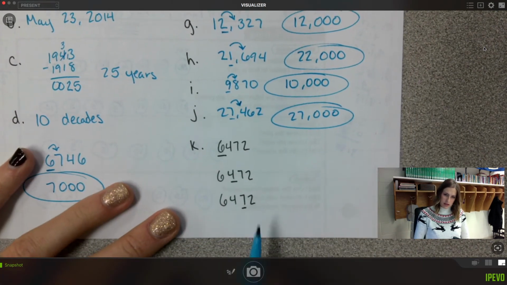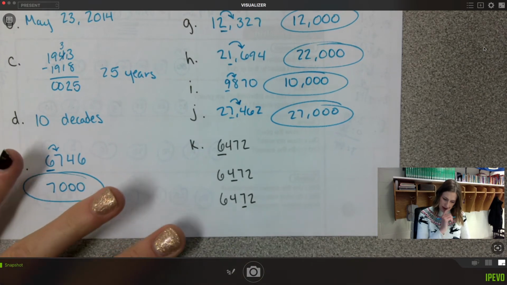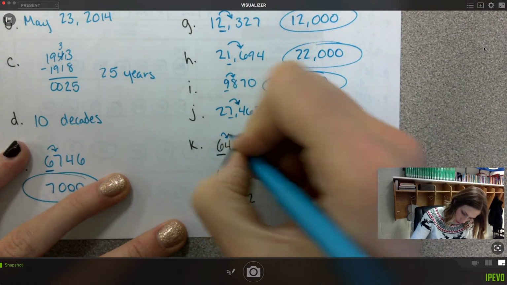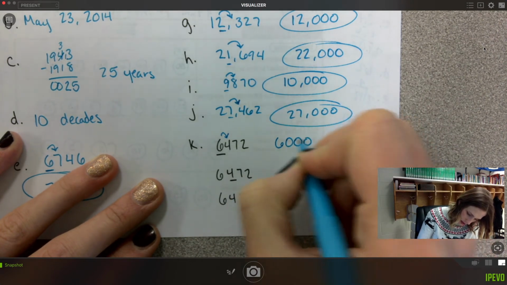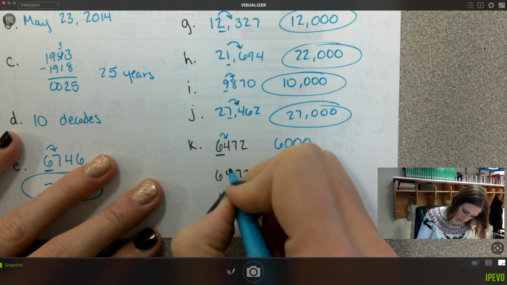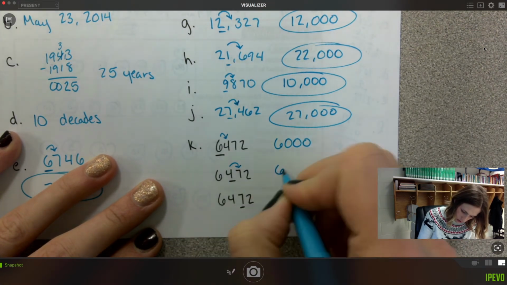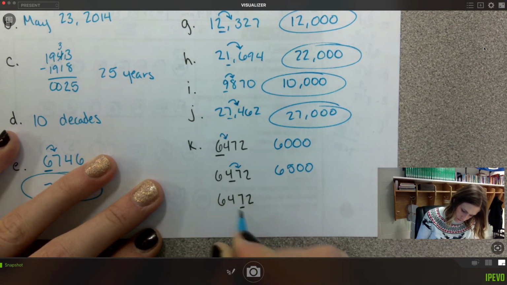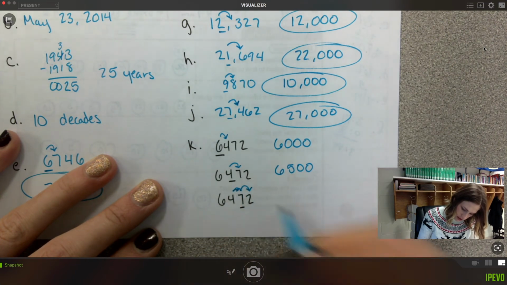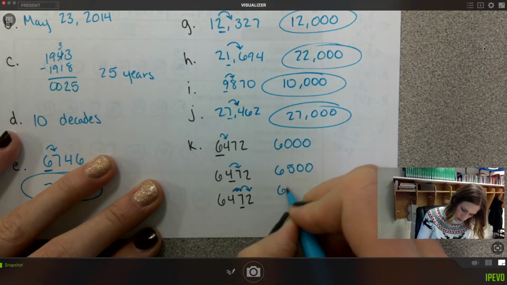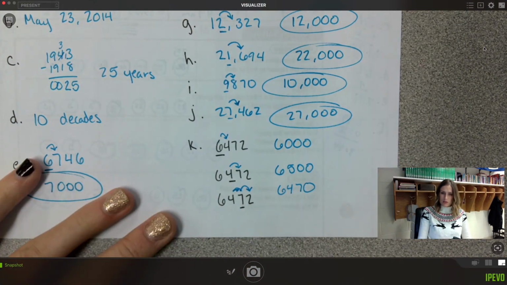K says round this number to the nearest 1,000, 100, and 10. So 6 looks at the 4. 4 says don't get no more, so we stay at 6,000. 4 looks at the 7. 7 says go up 1 time, so the 4 goes up to a 5. Sorry, 7 looks at the 2. The 2 says don't get no more, so the 7 stays the same. The last one turns to a 0.